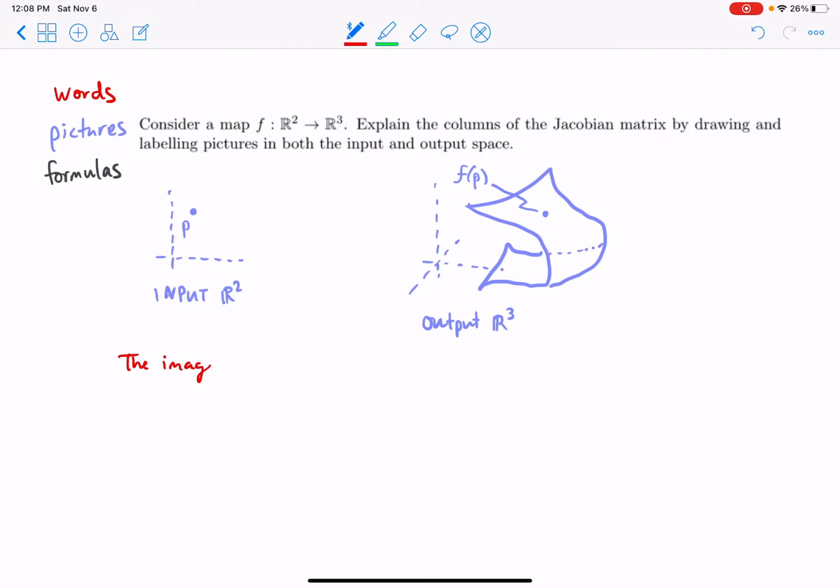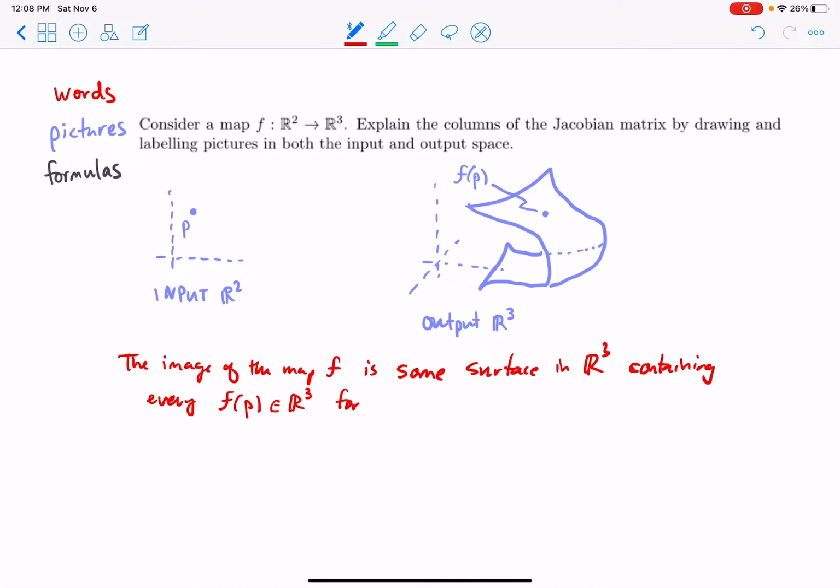In words now, I'll say the image of the map F is some surface in R3 containing every f of p. f of p needs to be in the output space for every p in R2, right? So that's the image of a map. Some surface. Okay, now I have to explain the columns of the Jacobian matrix.